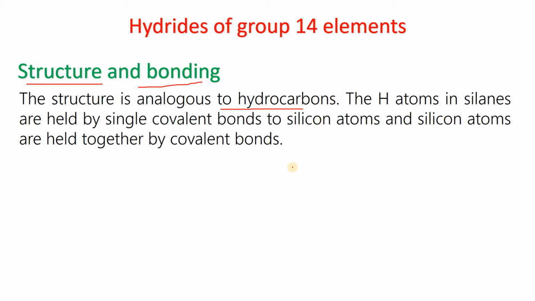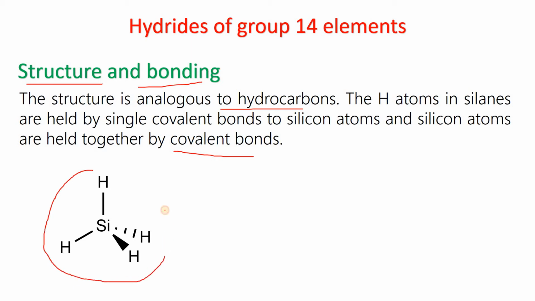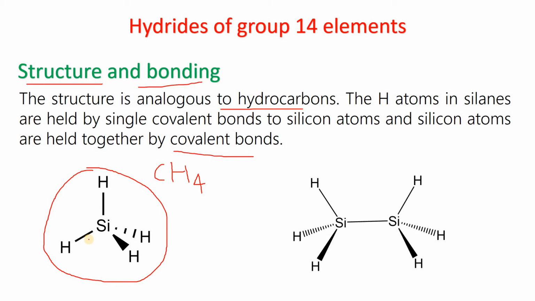The hydrogen atoms in silane are held to the silicon atom by single covalent bonds, as in the case of alkane, and silicon atoms are held together by covalent bonds. Further, this is monosilane. This structure is very similar to methane, CH4. It has a tetrahedral geometry around the silicon atom, and all the silicon-hydrogen bonds are covalent in nature.